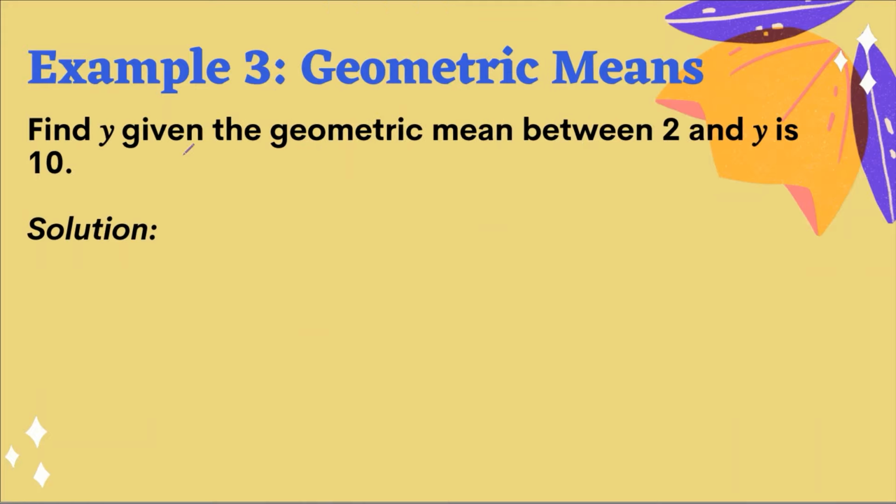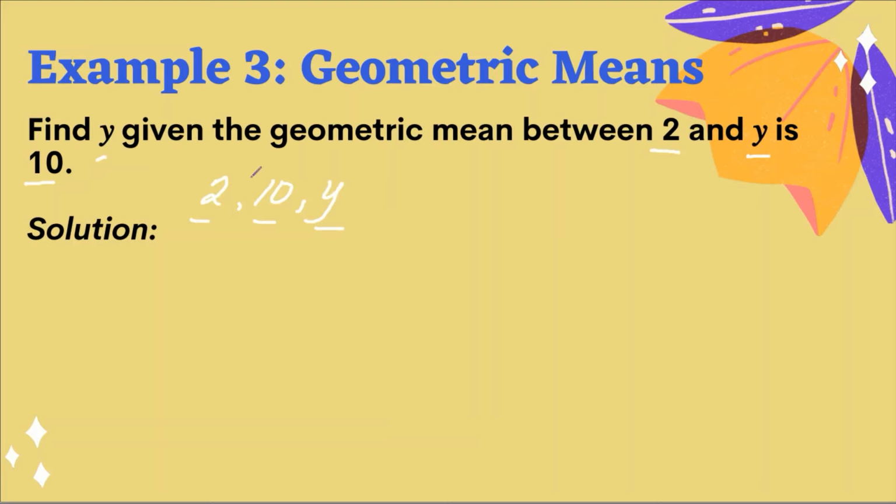Okay, so let's have another example here. This example involves a variable y. So let's try if we can solve this. Find y given the geometric mean between 2 and y is 10. So what does it mean? Sabi dito, yung geometric mean between 2 and y daw is 10. So therefore, we have 2 and then y, and then their geometric mean is 10. So it's very easy. Our sequence is 2, 10, and then y. All we have to do is to find out what is y.